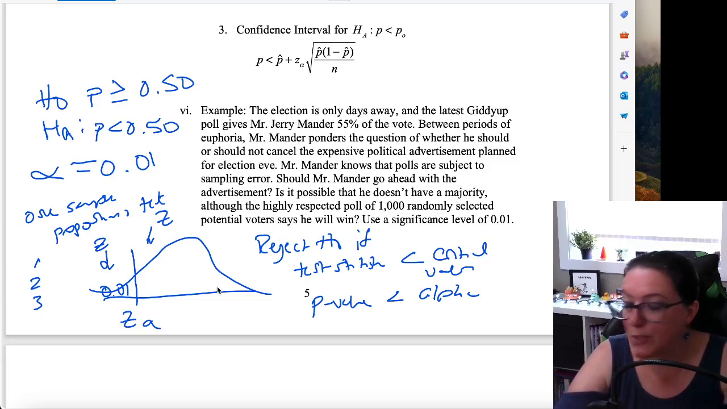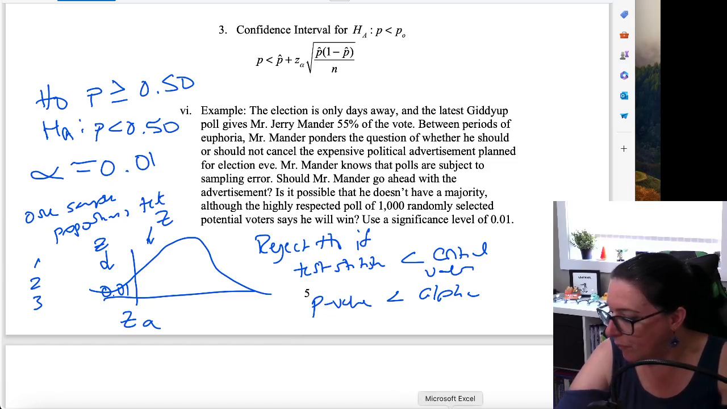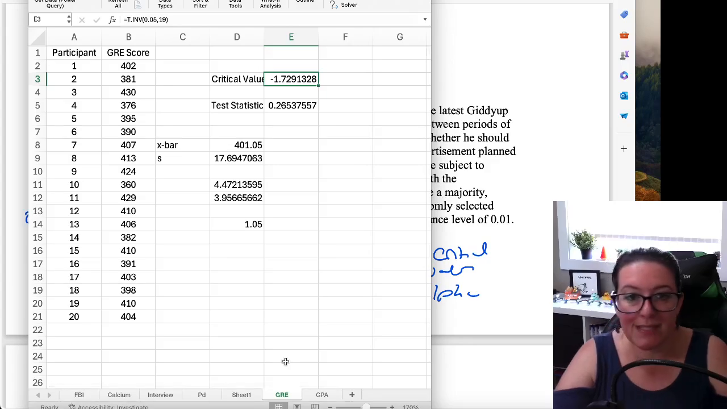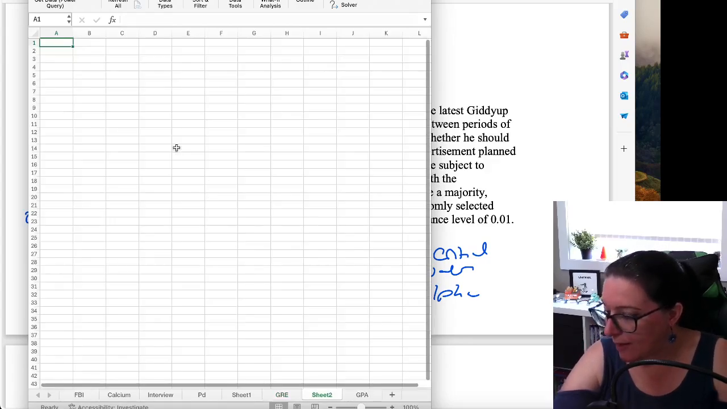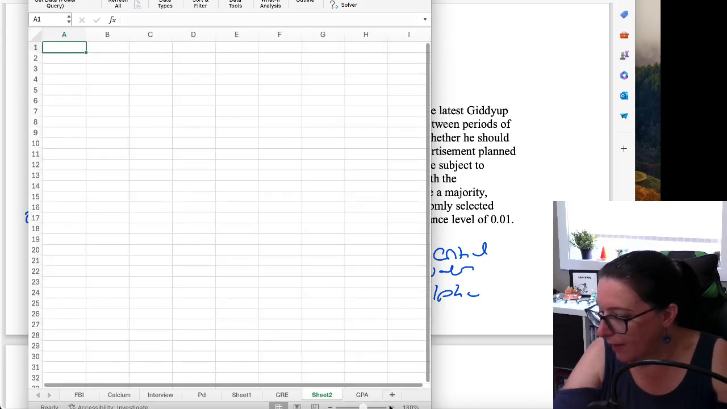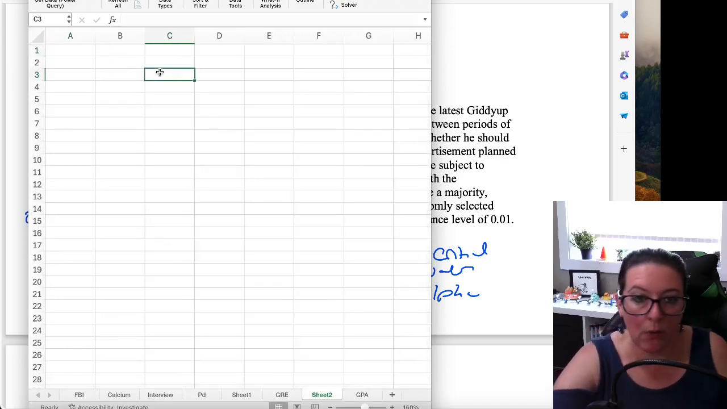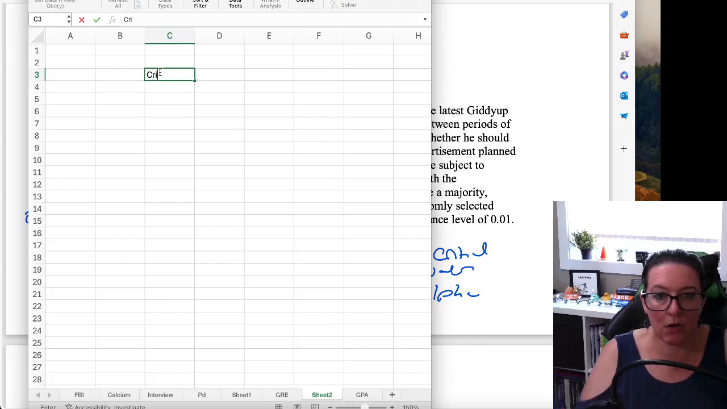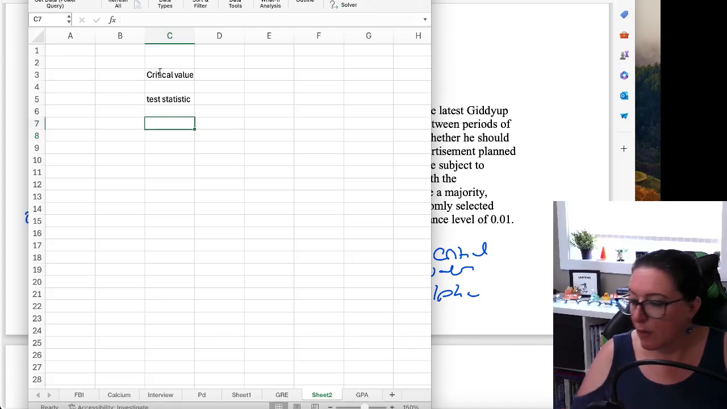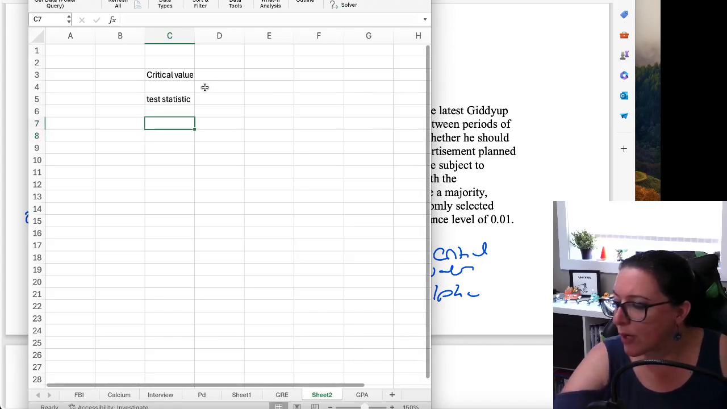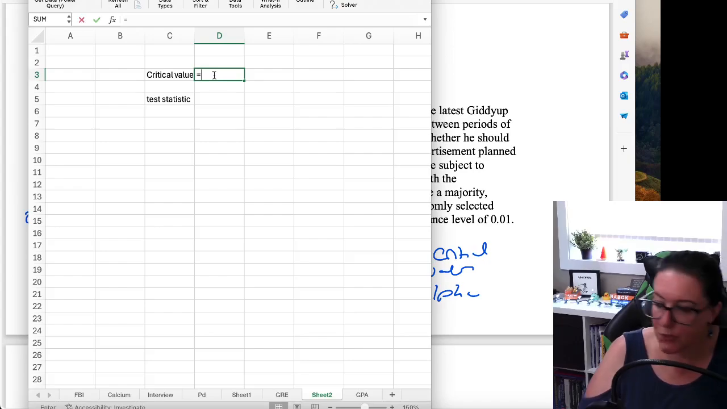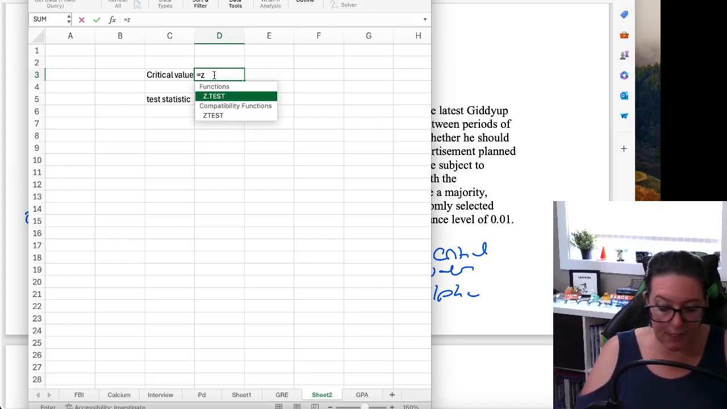All right, so let's go into Excel and do this. We don't have a data set here, so we'll just have an empty sheet. Let's make it bigger so we can see it. We are going to need a critical value and a test statistic. All right, so for our critical value, we are going to use our z.